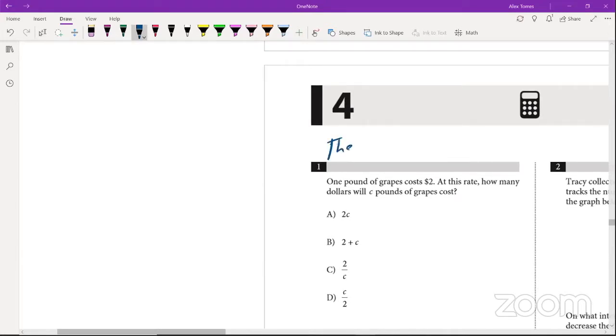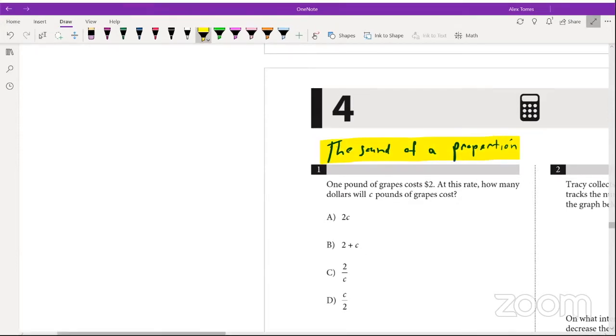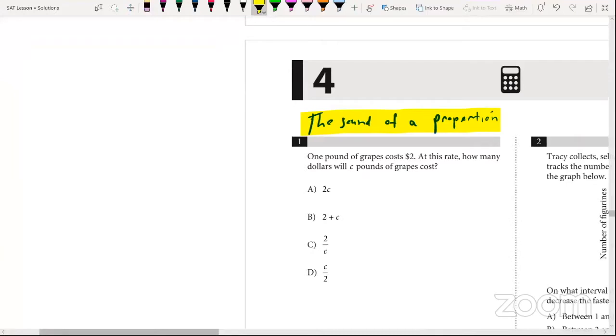This has right here the sound of a proportion. It just should sound like that when you're reading it to yourself. So 1 pound costs $2. So C pounds cost how many dollars? And notice that in order to do that, I had to kind of rearrange the way it was being said. If it was exactly set up as a proportion in the original question, that would almost be too easy.